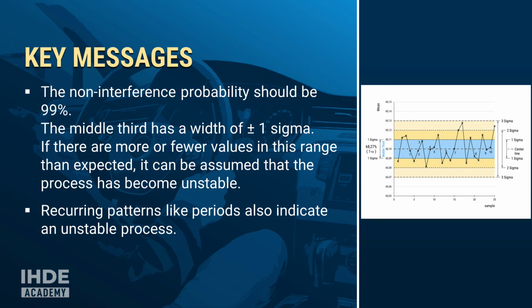The non-interference probability should be 99%. The middle third has a width of ±1 sigma. If there are more or fewer values in this range than expected, it can be assumed that the process has become unstable. Recurring patterns, like periods, also indicate an unstable process.